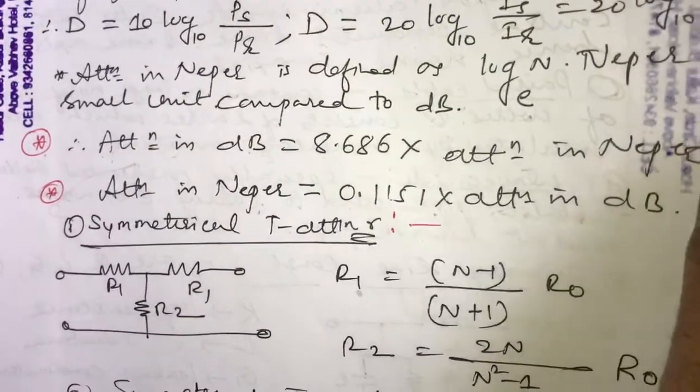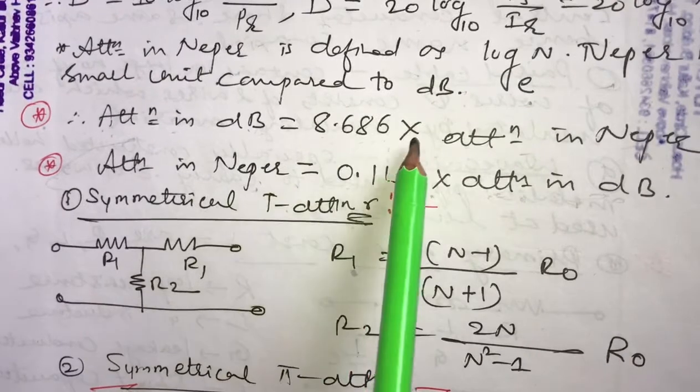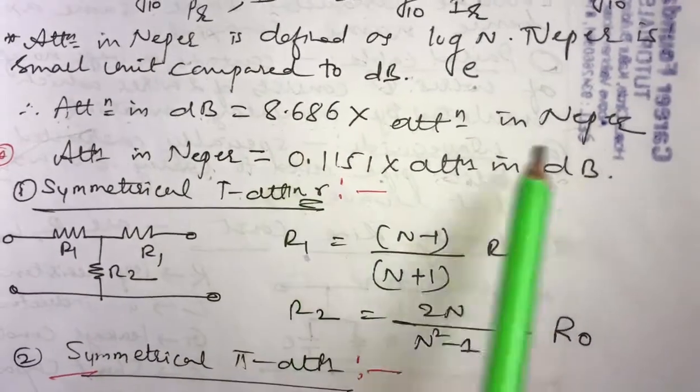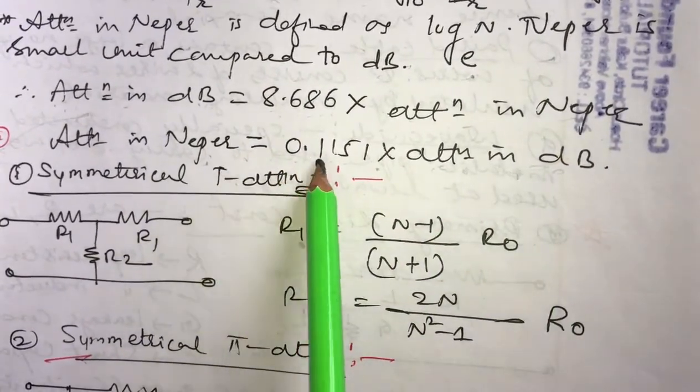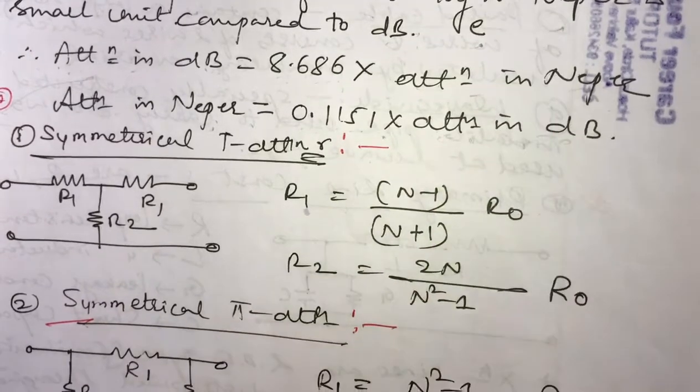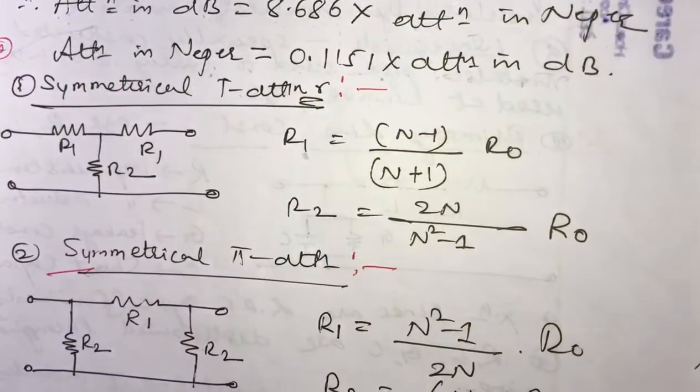We have seen this in the last video. So attenuation in dB equal to 8.686 into attenuation in neper, or attenuation in neper equal to 0.115 into attenuation in dB. Next topic, symmetrical T-type attenuator.